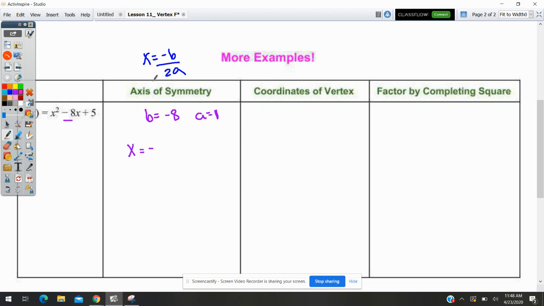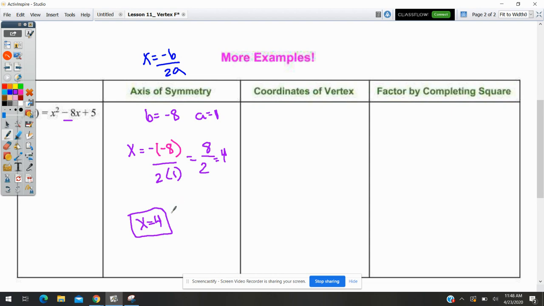So we know it's x equals negative b. Here our b is negative 8, so I'm going to put that in parentheses because we have 2 negatives here, which we know should become a positive, over 2 times a, which is 1. So negative times negative becomes positive 8, over 2 times 1 is 2, which is 4. So our axis of symmetry is 4. Okay, that's the equation of the axis of symmetry.